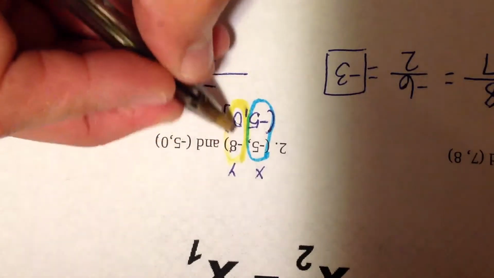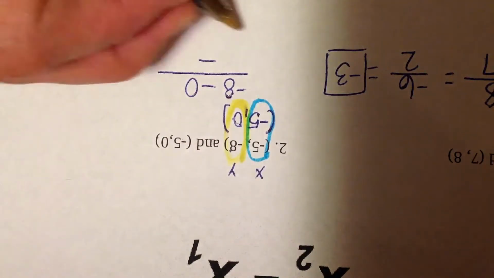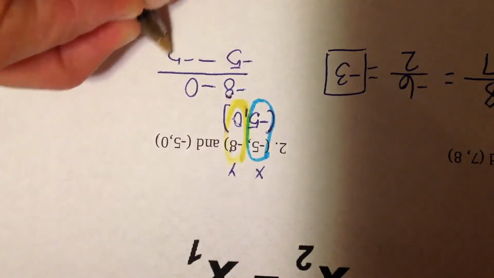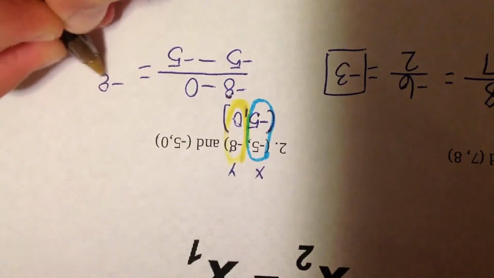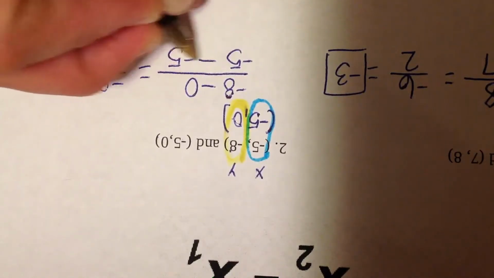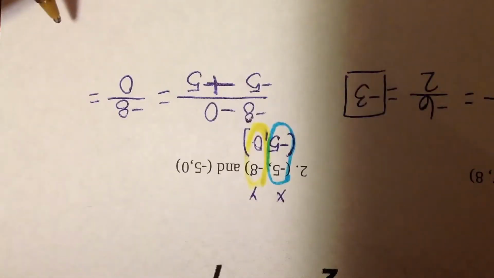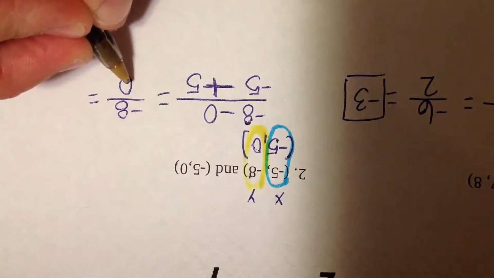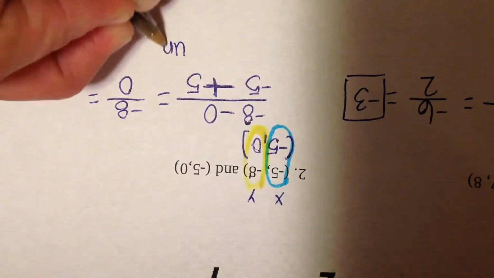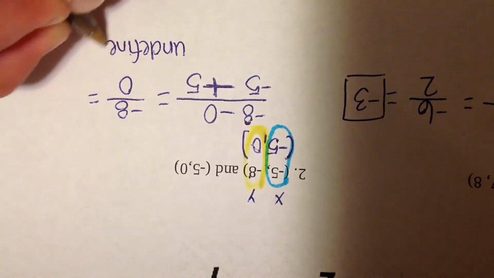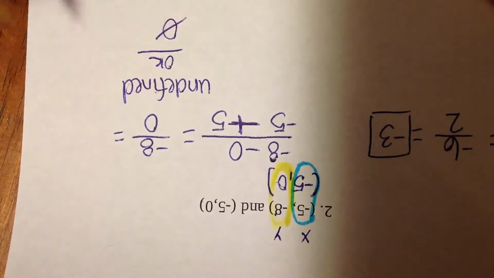And again, I subtract my y's on the top, negative 8 minus 0, and then my x's on the bottom, negative 5 minus negative 5. Negative 8 minus 0 is negative 8. Negative 5 minus negative 5, that's actually negative 5 plus 5, which is 0. And if I type negative 8 divided by 0 into the calculator, I get error. In math and slope, this is what we call undefined. Undefined can also be written as a 0 with a slash through it.